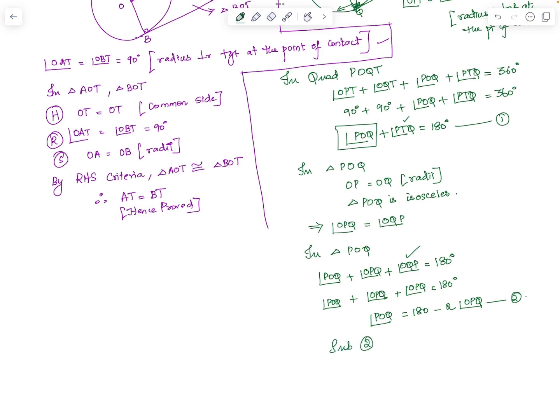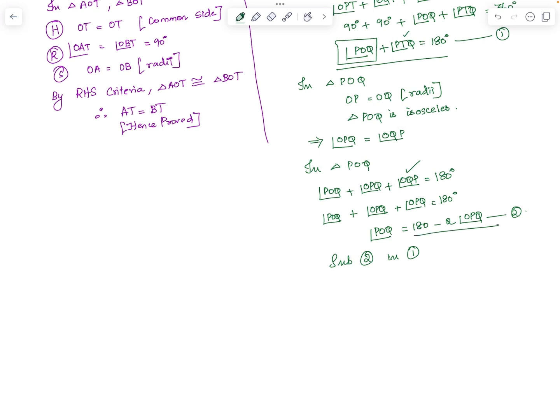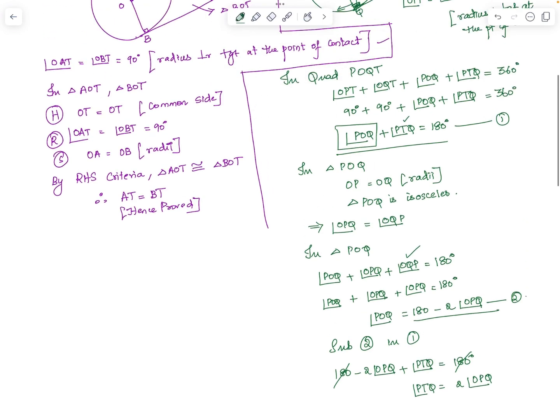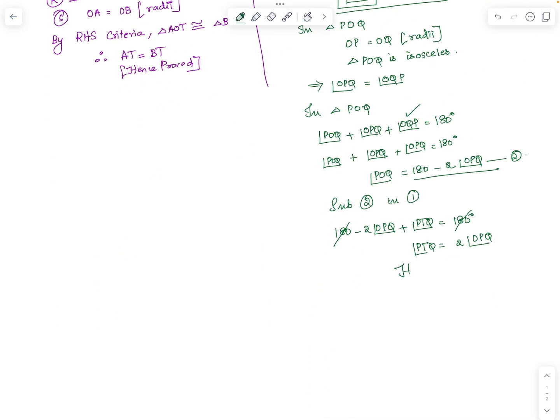Substituting equation 2 in equation 1. Instead of angle POQ, let's write this: 180 minus 2 times angle OPQ plus PTQ is equal to 180. 180 gets cancelled. Therefore, PTQ is equal to twice angle OPQ. So this is the statement that we had to prove, hence proved.